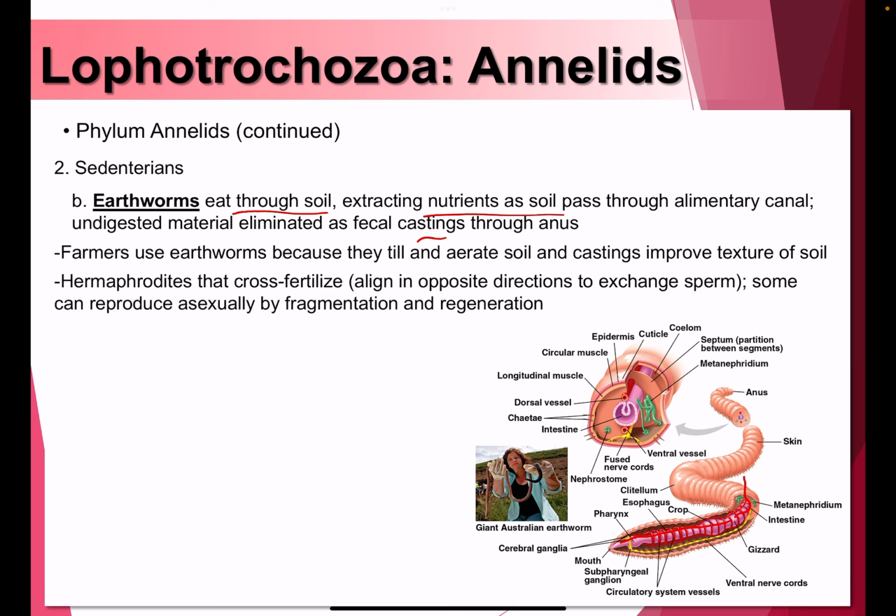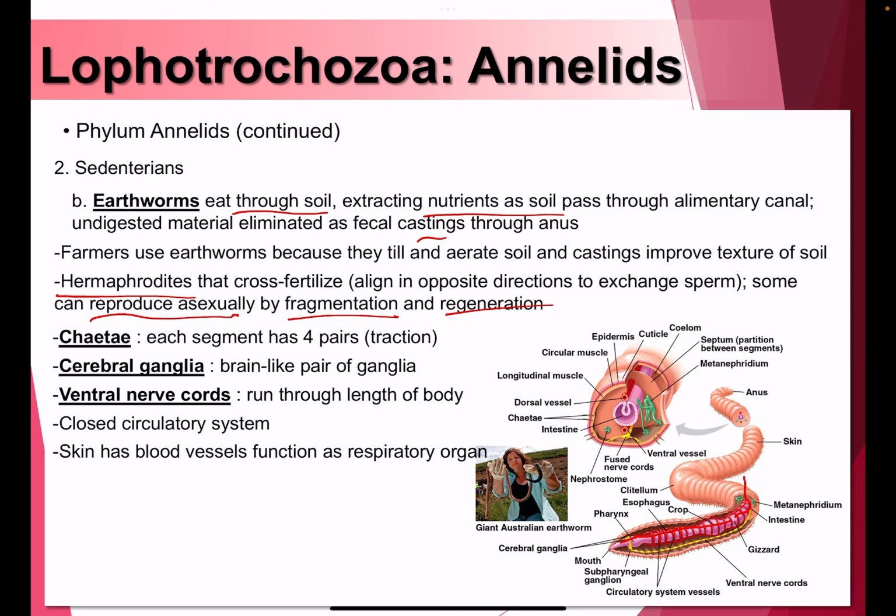And then for earthworms, they are hermaphrodites in terms of reproduction, where they will cross fertilize, and one earthworm will align itself with another earthworm in the opposite direction, and that's where they will exchange sperm because they are hermaphrodites. Both of them can produce sperm and eggs at the same time. Some can also reproduce asexually by fragmentation or regeneration.